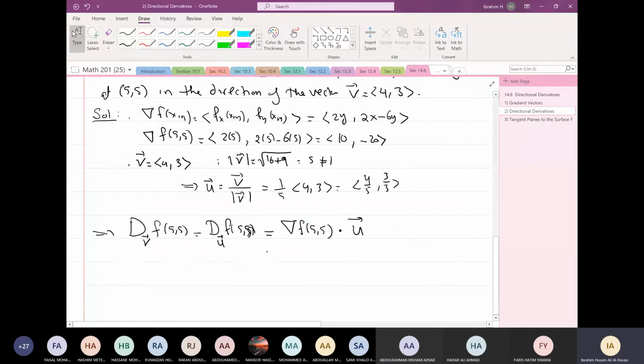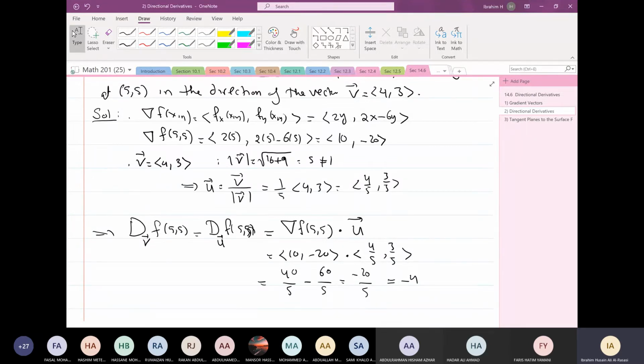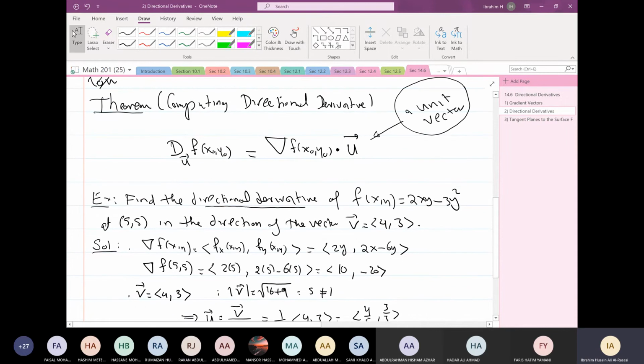So use the dot product. The vector (10, minus 20) dot the vector (4 over 5, 3 over 5). This becomes 40 over 5 minus 60 over 5, and this is minus 20 over 5, which is minus 4. So this is how to compute the directional derivative. You have a formula. It is very simple. Just make sure the vector is a unit vector.